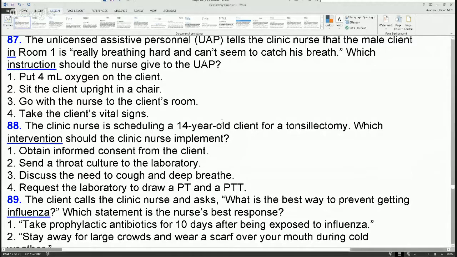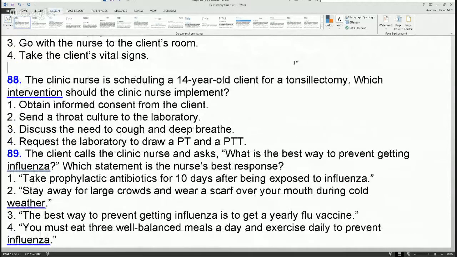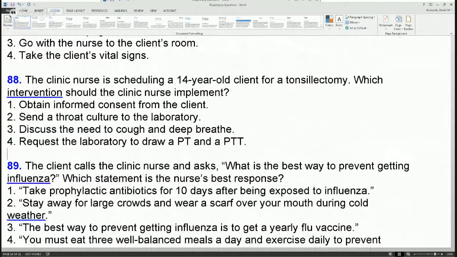All right, Aaron. Clinic nurse is scheduling a 14-year-old client for a tonsillectomy. Which intervention should the clinic nurse implement? Four. Yes. Bleeding is a life-threatening complication. We talked about that yesterday, remember?